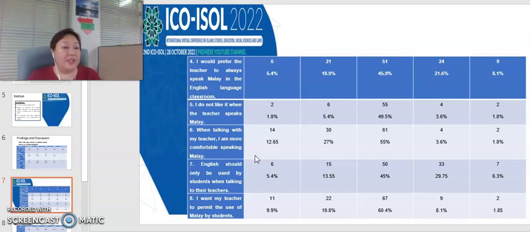Question 6, when talking with my teacher, I'm more comfortable speaking Malay. Again, the finding is still neutral at 55%. Question 7, English should be used by students when talking to their teachers. Neutral response is 45%. Question 8, I want my teacher to permit the use of Malay by students. Again, the finding is neutral at 60.4%.